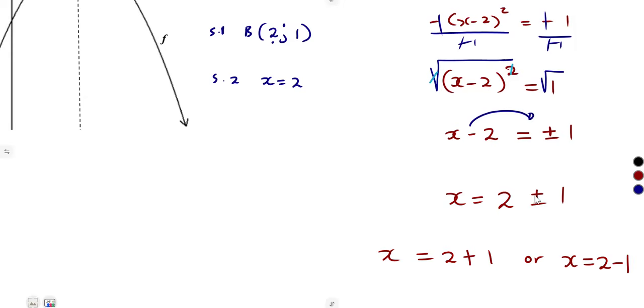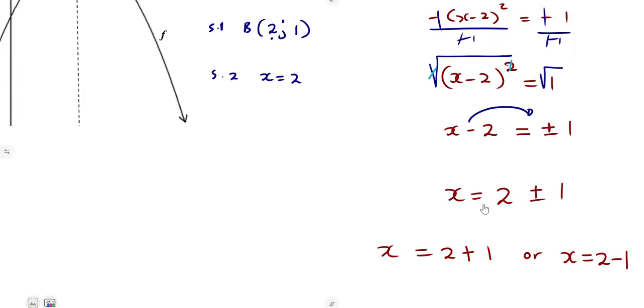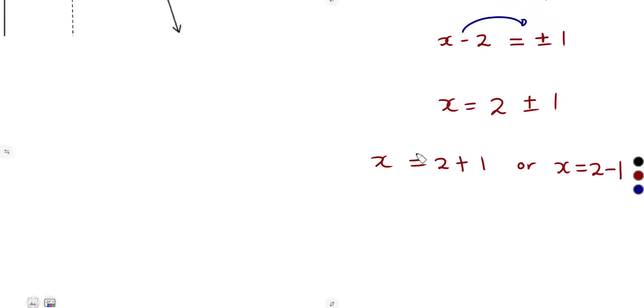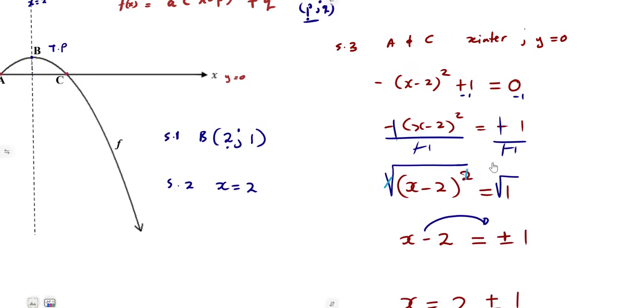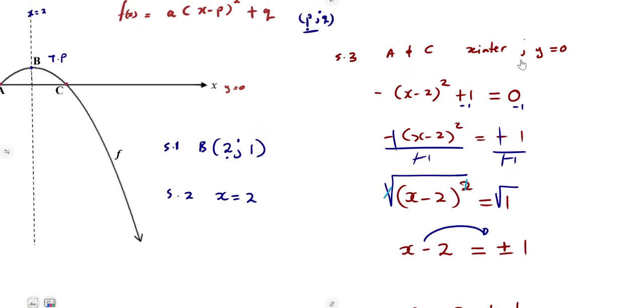There are two signs that we have. So we're going to separate plus and a what? Plus and a minus. So thus we are going to obtain the possible x values from that. So x can be equal to what? 2 plus 1, which is 3, or our x is going to be 2 minus 1, which is 1. So this is what we're going to have as the x-intercepts, where y is equal to what? y is equal to 0.